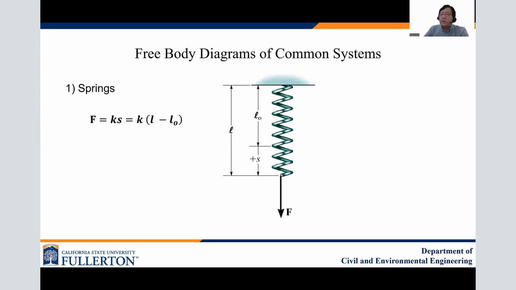A spring is used to support a particle. The length of the spring will change in proportion to the force F acting on it. This is the relationship, where L is the elongated length, and L0 is the original length. And K is called the spring constant or stiffness.